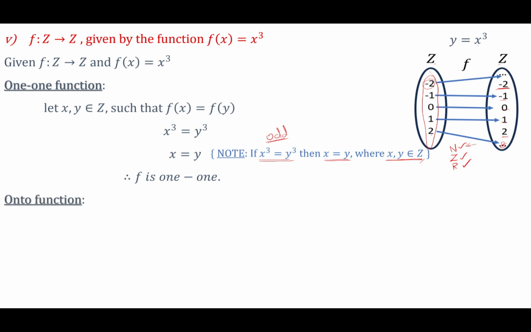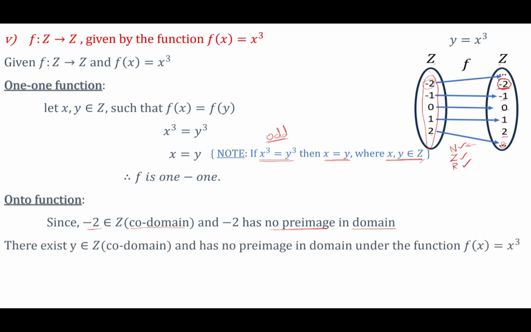For onto function, it is clearly observed that negative 2 and many other elements of set B do not have any pre-image in the domain. Negative 2, which belongs to codomain, has no pre-image in domain. In general, we write like this: there exists y belongs to codomain and has no pre-image in domain under the function f of x is equal to x cube. So the given function is not an onto function.